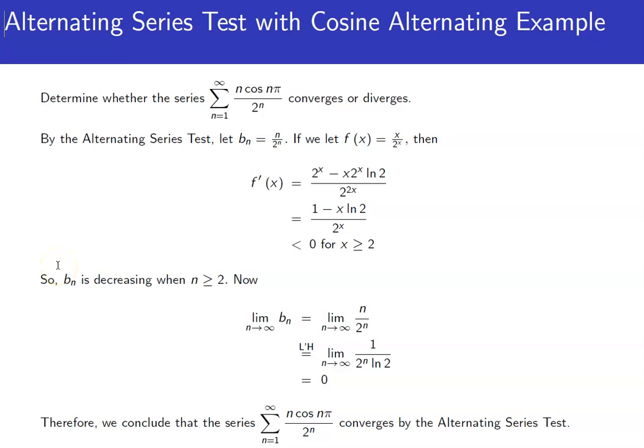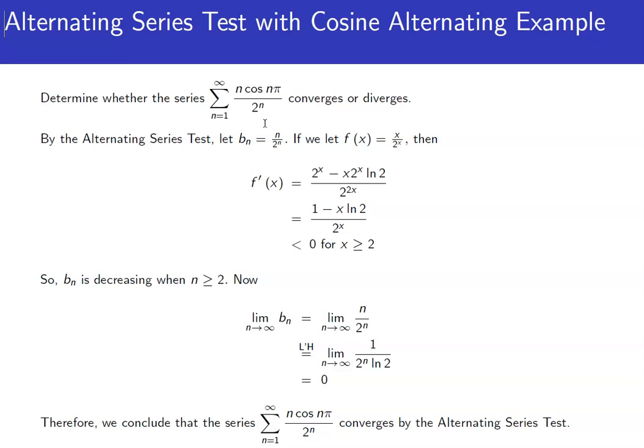In this video, we're going to use the alternating series test, but we're going to notice that the alternating part of the series is slightly different than what we typically see. So in this case, we're asked to determine whether the series from 1 to infinity of n times cosine of n pi over 2 to the n converges or diverges.